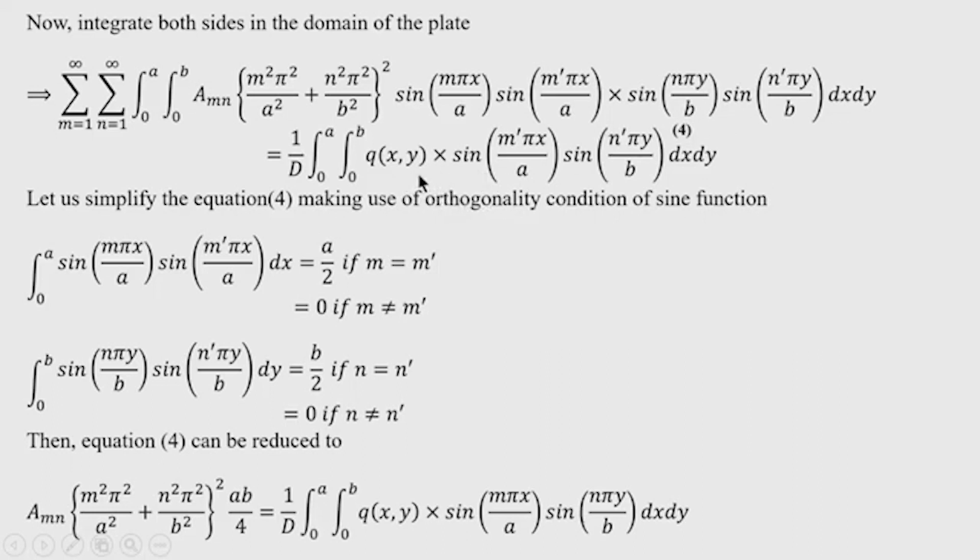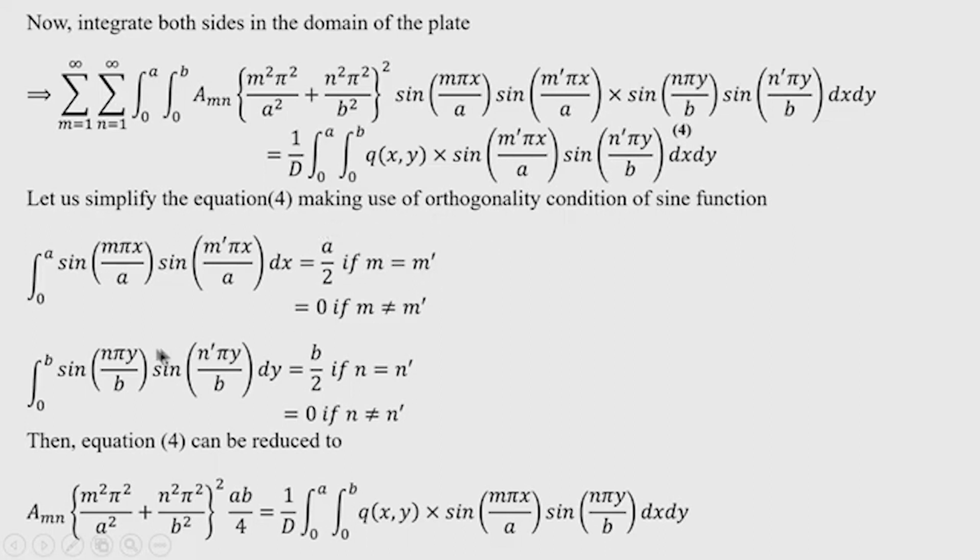So, we write q into sin m dash pi x by a sin n dash pi y by b dx dy, where m dash and n dash are integers. Whether you put here m or m dash, or n or n dash, it does not make any difference. Okay. So, this equation, if I number it as equation number 4, can be simplified by using the orthogonality condition.